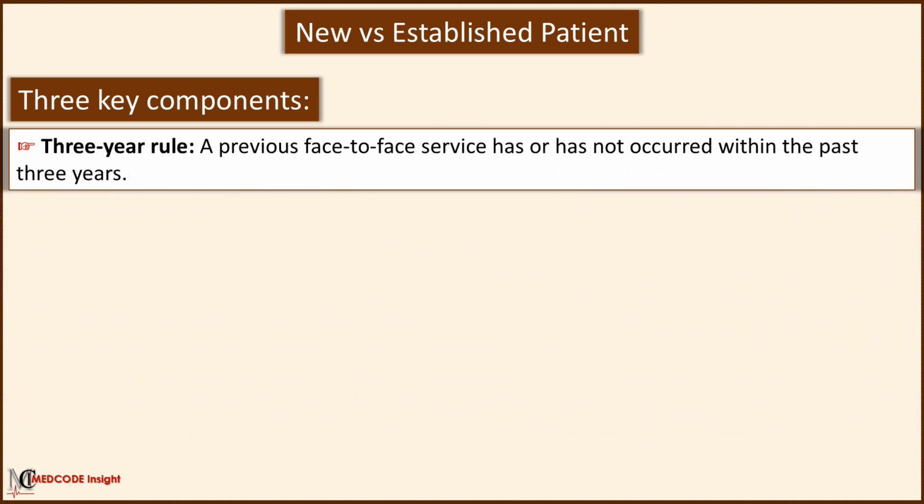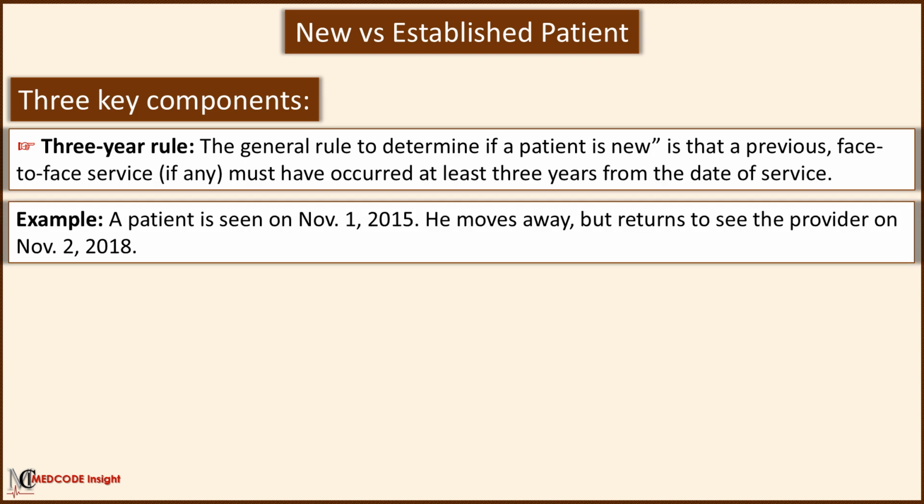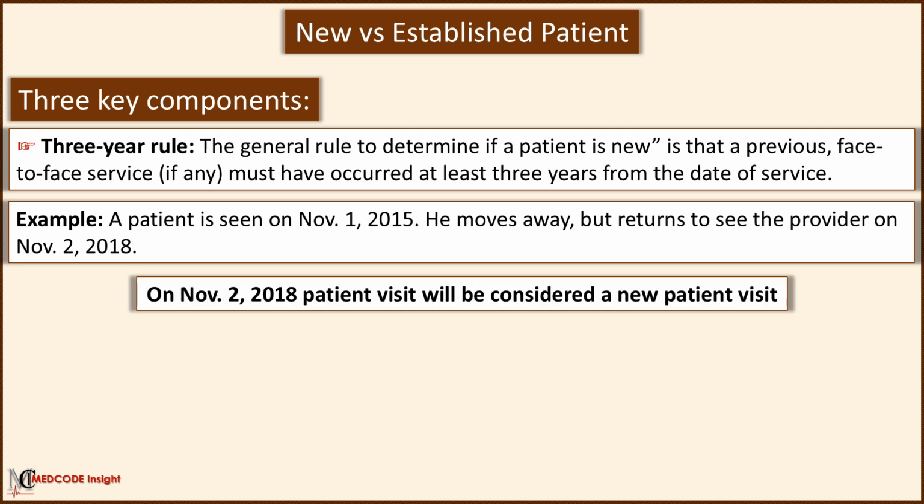Let's take a simple example to understand the next key component, the 3-year rule, to understand whether a previous face to face service has or has not occurred within the past 3 years. A patient is seen on November 1st, 2015. He moves away but returns to see the provider on November 2nd, 2018. On November 2nd, 2018, the patient visit will be considered a new patient visit because it has been 3 years since the date of service.